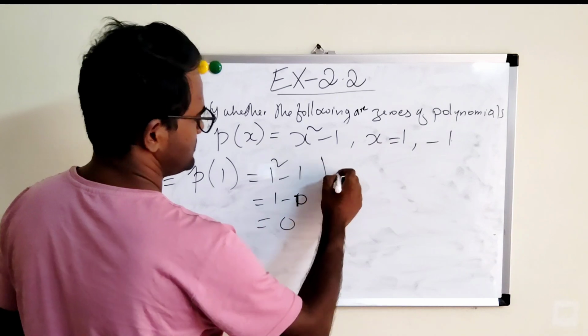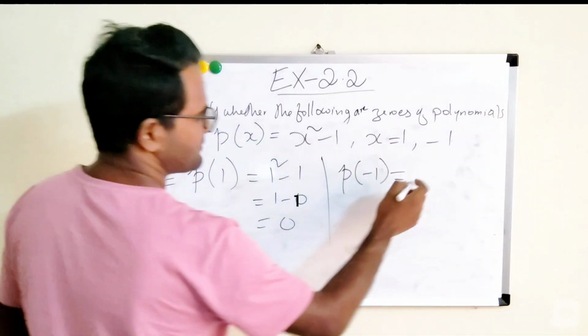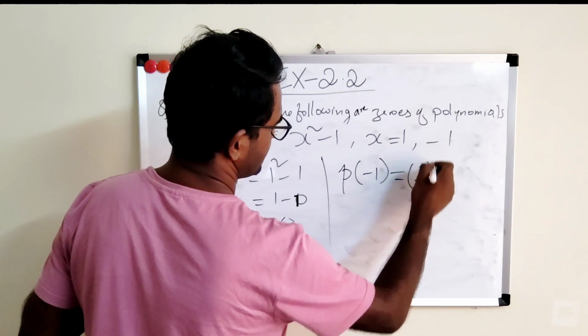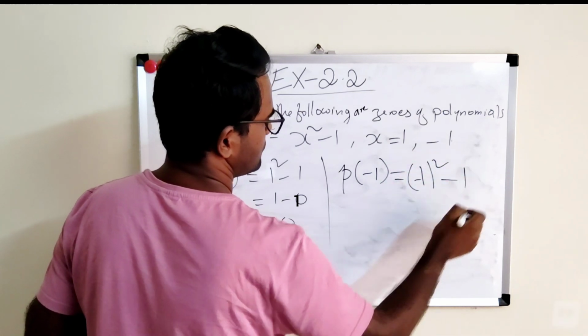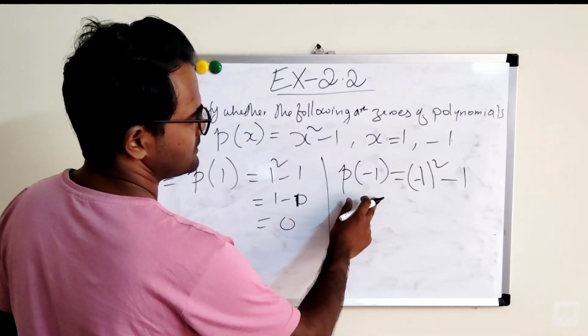Let's see now minus 1. So P of minus 1 equal to, in place of x we will write here minus 1 x then minus 1, right? So now what do we get here?